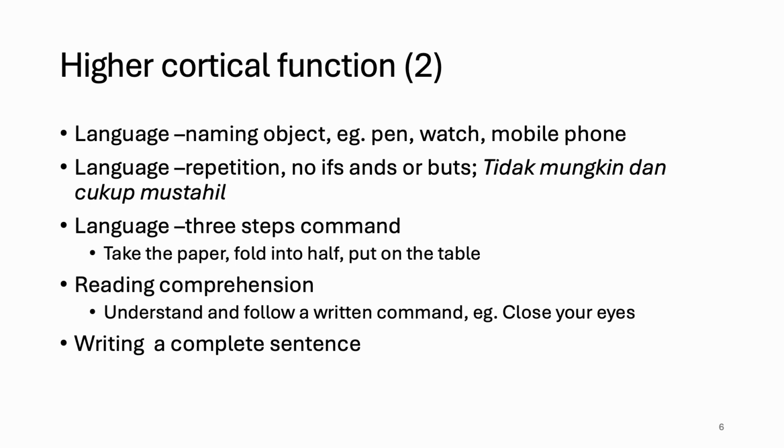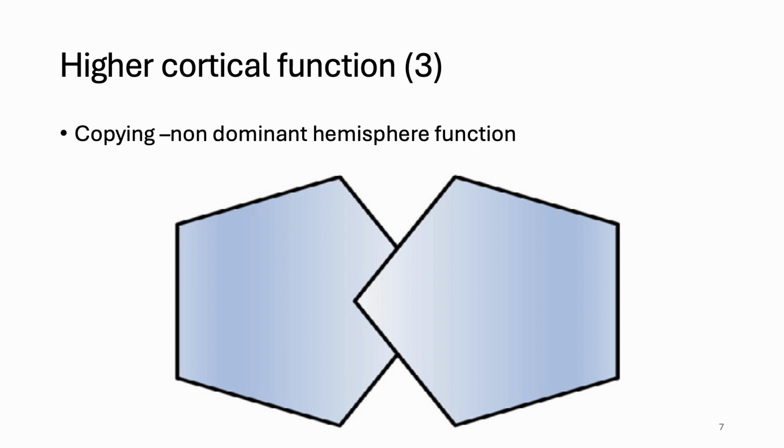Then, you should assess the patient's reading comprehension. You will write a written instruction such as close your eyes and ask the patient to follow the written command. Lastly, you should ask the patient to write a complete sentence. It should have an object, a subject, and appropriate words. To end the assessment of the higher cortical functions, you will ask the patient to copy 2 overlapping pentagons, and this is to check the non-dominant hemisphere function.